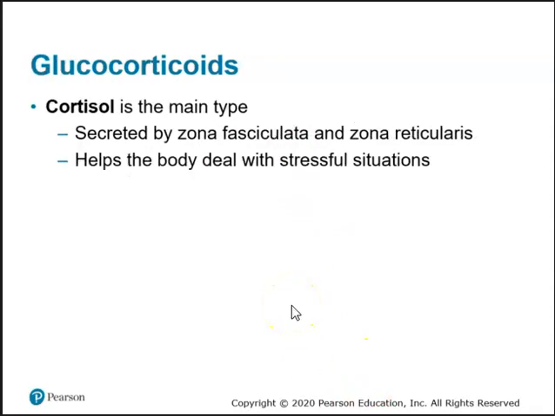Cortisol. Cortisol is our stress hormone. Cortisol is the main type of glucocorticoid. It's secreted by the zona fasciculata and zona reticularis. Again, it helps the body deal with stressful situations.